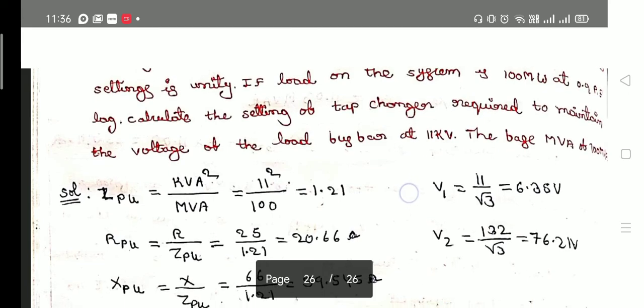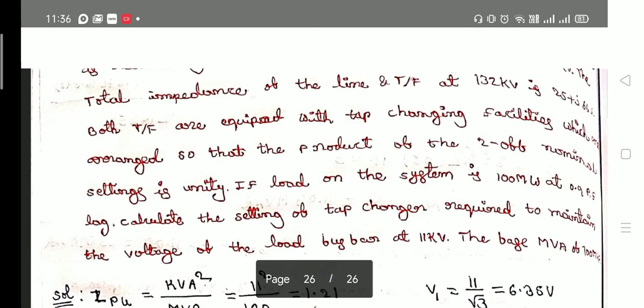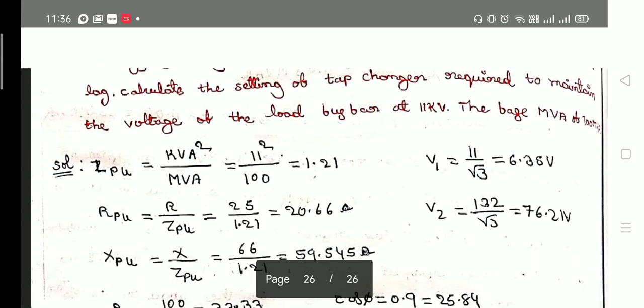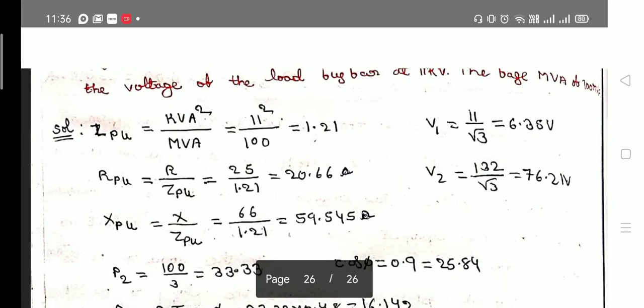How to calculate the resistance per unit: R per unit is equal to R by Z per unit. X per unit is equal to X by Z per unit. So substitute the values. Here R is equal to 25 and X is equal to 66. Already we found the Z per unit, so substitute here, then we will get R per unit and X per unit. R per unit is 20.66 and X per unit is 59.545. This is per unit, so there are no units for this resistance and reactance.